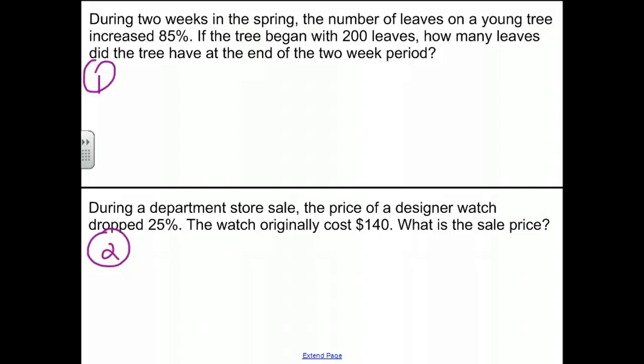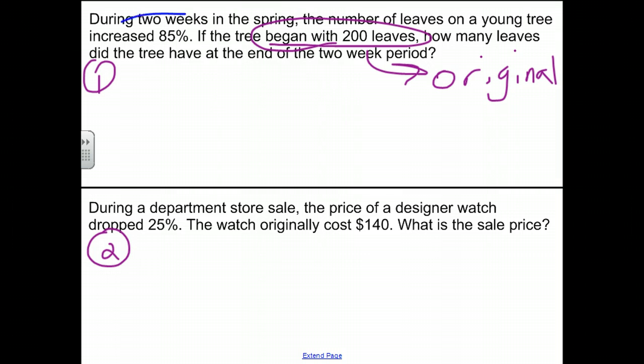So let's look at question number 1. We're looking at an increase in the number of leaves on a tree during the spring. The tree began with 200 leaves. This is a good indication that this is going to be our original amount because it says began. And we know that the young tree increased by 85%.